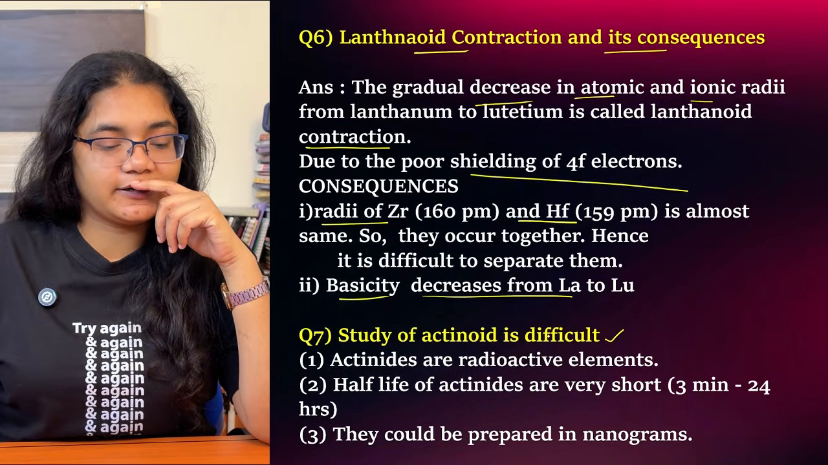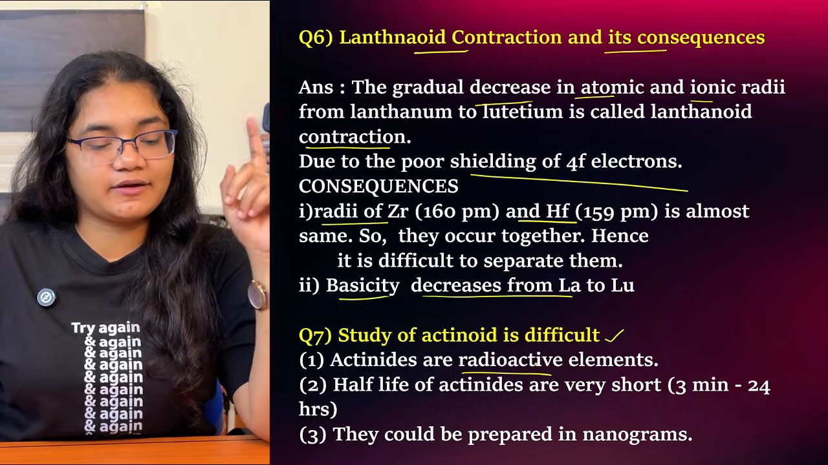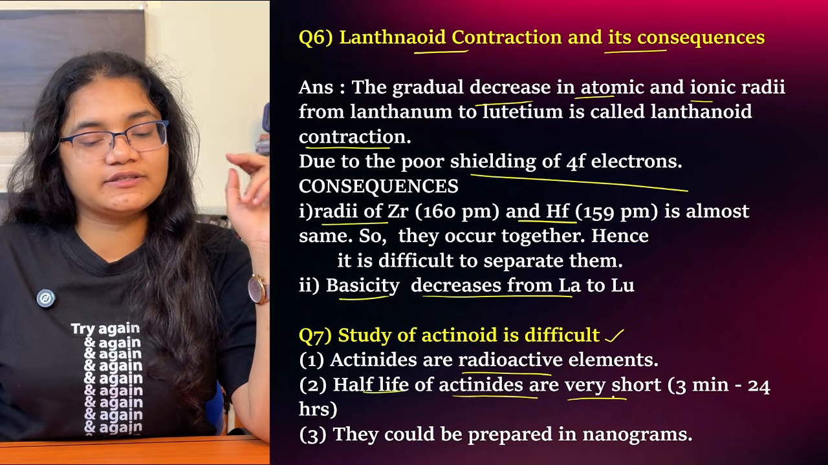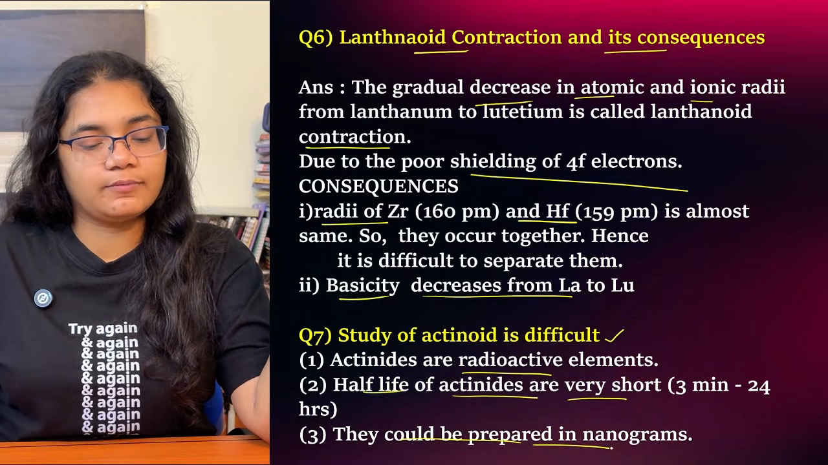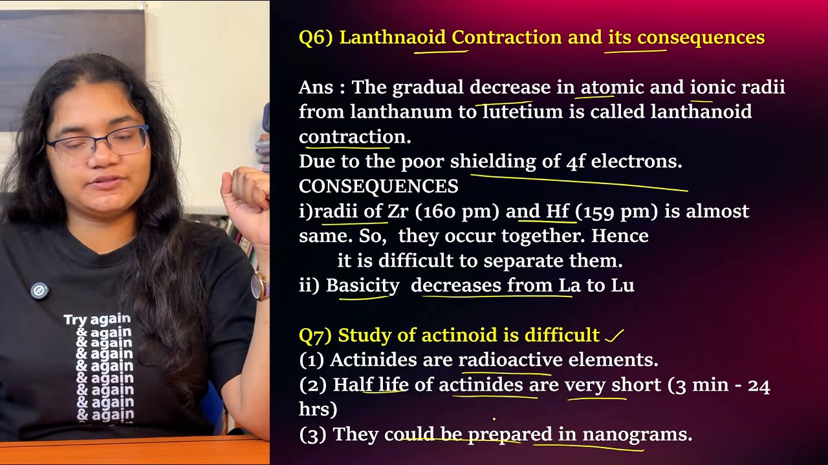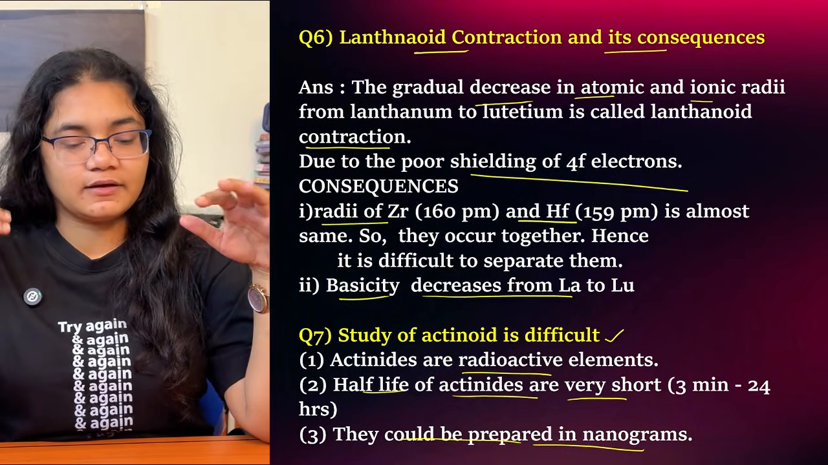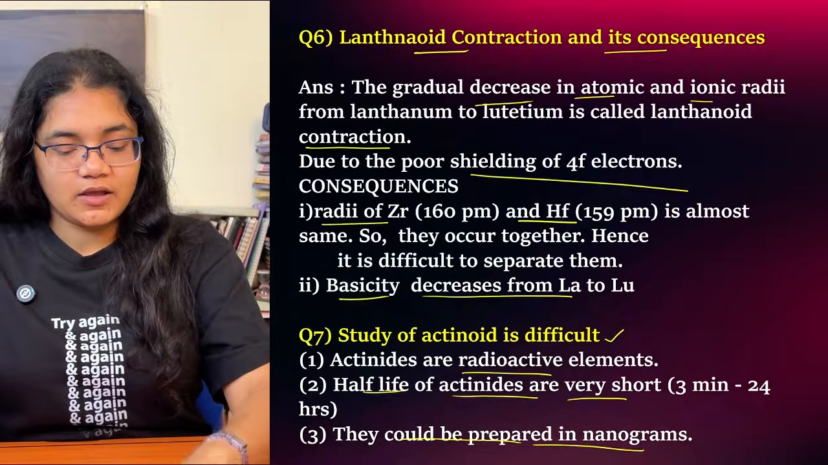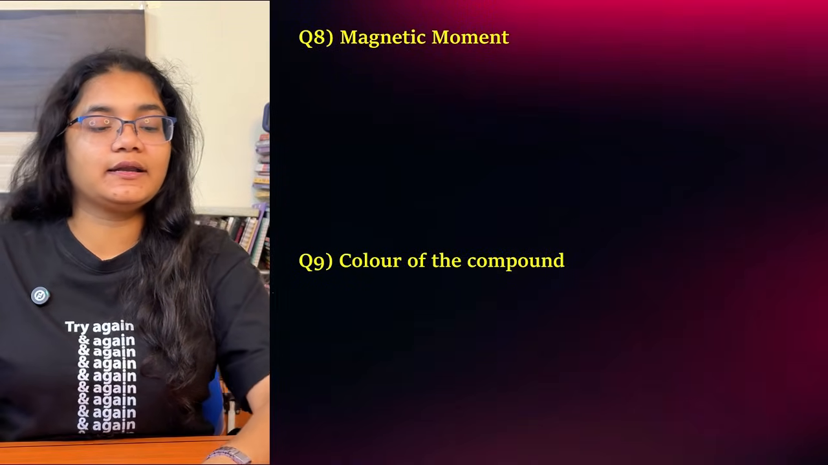Next, study of actinoids is difficult. Actinoids are radioactive elements. The half-life of the actinoids is very short, and they can be prepared only in nanograms. Okay, so this is the study of actinoids. Okay, next is the magnetic moment formula.